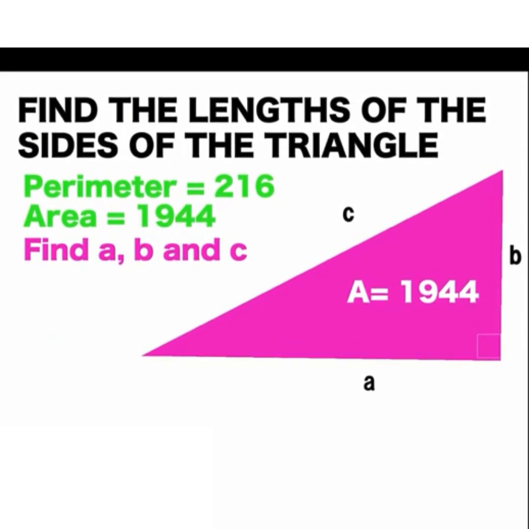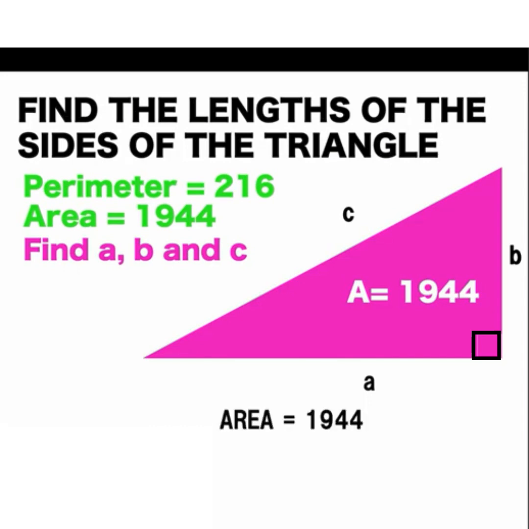We are given here this pink right triangle. Its area is given to be 1,944 square units. Its perimeter is 216. And we are asked to find the lengths A, B, and C of this pink triangle. You can pause the video and see if you can solve this problem. Now let's solve this problem together.